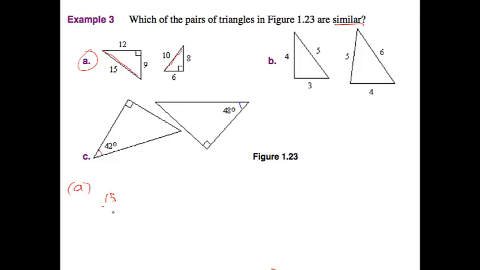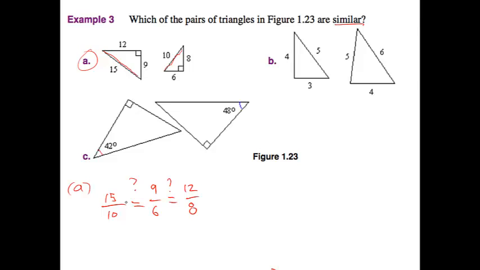So 15 over 10, and if these are similar triangles, it should be the same as, say, the ratio of the two shorter legs. What are the shorter legs? 9 is the shortest one and 6 is the shortest one, so that should be the same ratio as the hypotenuses, 15 and 10, and these should be the same as the second longest legs, which are 8 and 12. So I'll write 12 and 8.